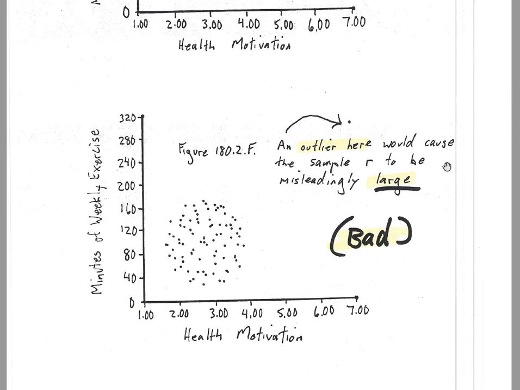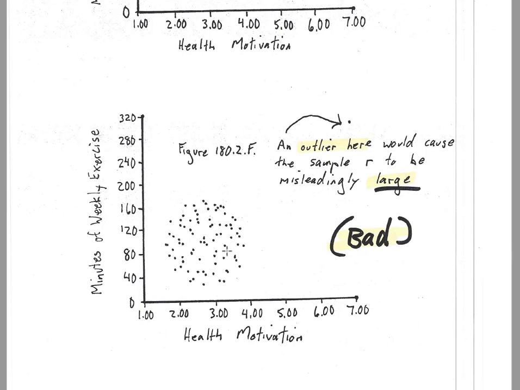What does it say? An outlier here, and this arrow is supposed to be pointing at a data point right here. Outlier here would cause sample correlation to be misleadingly large. Now imagine this. Imagine in reality there is no correlation between health motivation and minutes of weekly exercise. If you have a scatter plot that is round like this, the statistical application would normally say your correlation coefficient is 0, indicating there's no relationship between health motivation and minutes of weekly exercise at all. That's what you should be reporting, 0 correlation.